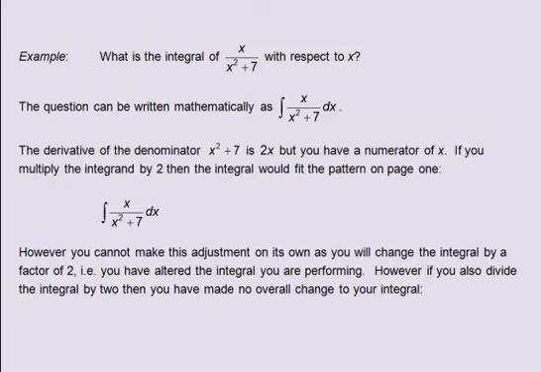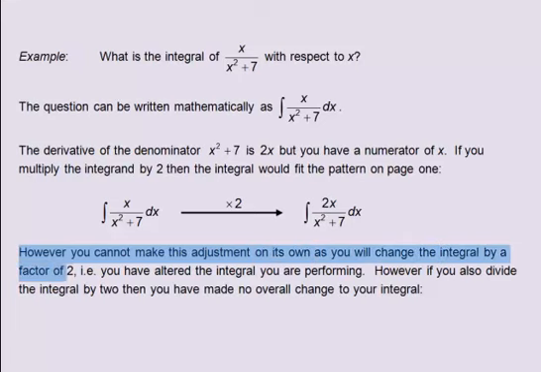The integral of x divided by x squared plus 7 dx. If you multiply the integrand by 2, you get the integral of 2x divided by x squared plus 7 dx. However, you cannot make this adjustment on its own, as you will change the integral by a factor of 2, i.e. you have altered the integral you are performing. However, if you also divide the integral by 2, then you have made no overall change to your integral.